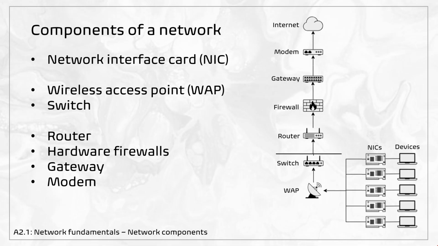Next up are hardware firewalls. A hardware firewall filters incoming and outgoing data to and from the network, keeping the network safe. Another device used is a gateway, which acts as a translator of sorts to facilitate communication between the internet and your network, making sure that the components of your network can understand the data coming from the internet.